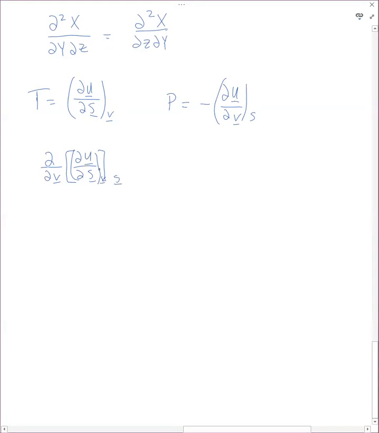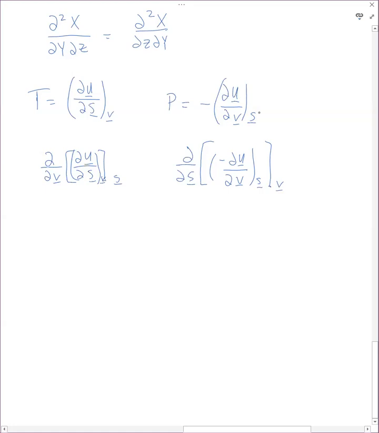Okay, so hopefully my handwriting isn't that neat. I just took this term, this dU/dS at constant V, put it inside the brackets, and then took the derivative of that whole term with respect to V at constant S. I'm going to do the reverse for the P term. So I'm going to say d/dS of brackets, minus dU/dV, oops, sorry, dU/dV at constant S. And this bracket is at constant V.